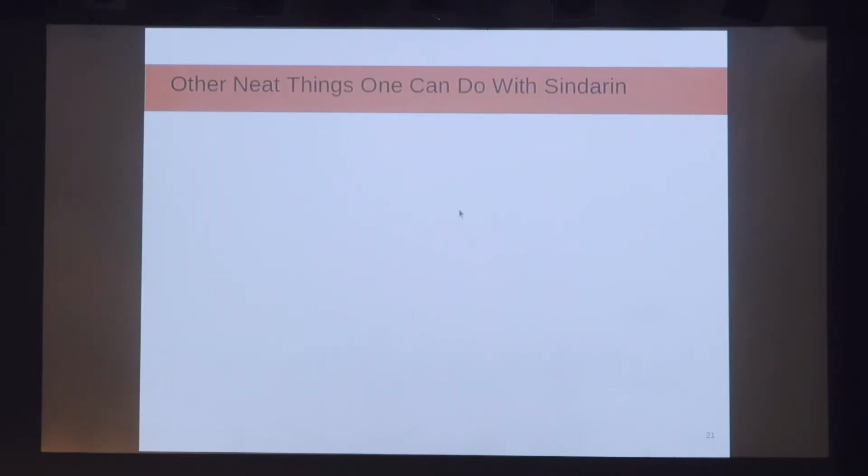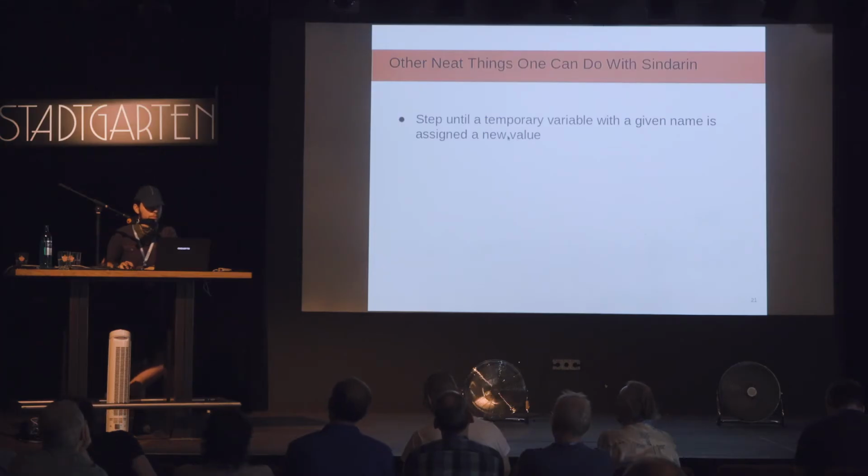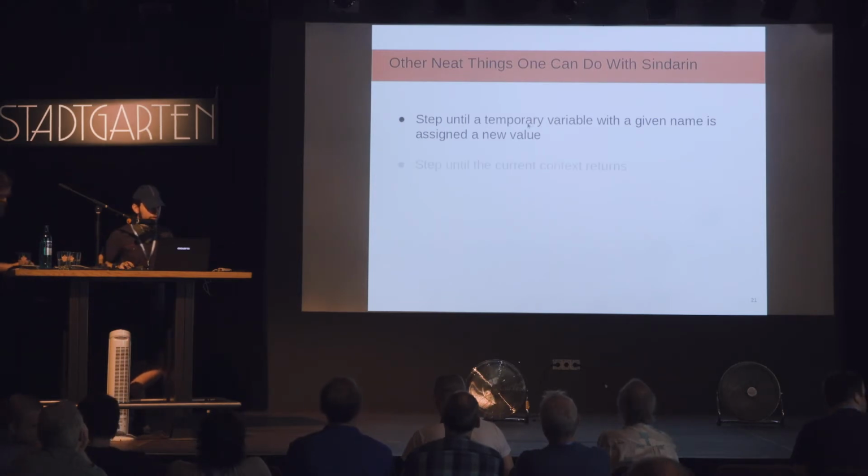Yeah, and these were a few examples, but you really have a lot of power with Sindarin as a whole. The limit is your imagination, if I can use this cliche. For example, here are a few neat things you could do with Sindarin, like step until a temporary variable with the name you give is assigned a new value. You basically step until you're on a node that is a temporary variable assignment. You can even check that the value is a value you provide. Then you could actually skip the assignment itself and put another value.